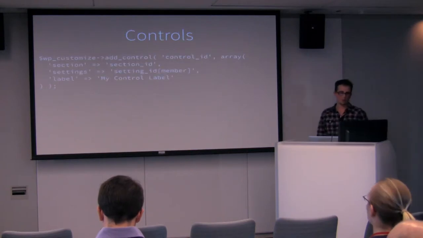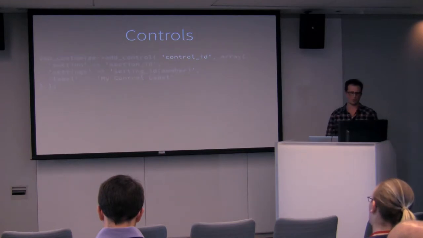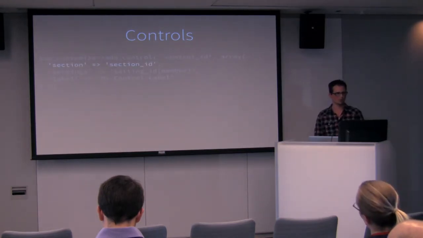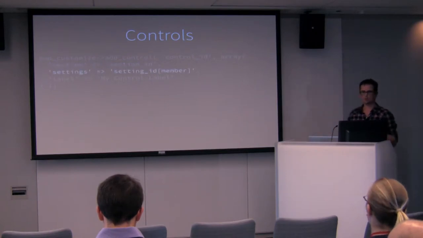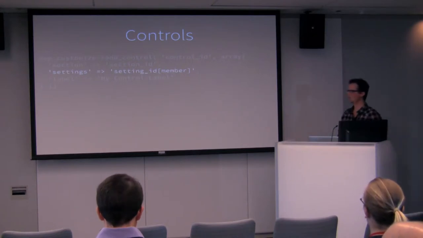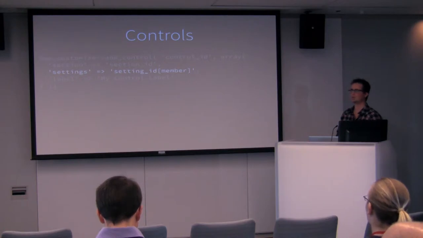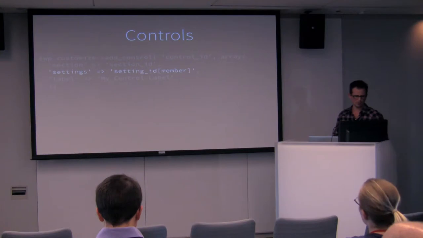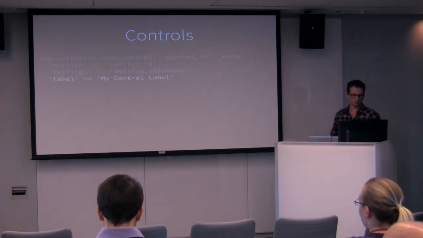So, and then controls, right? Controls, again, as I said, they're like the view, and so we give it an ID, we associate it with a certain section that it's going to be in, we associate it with a particular setting, right? Because it has to pair up that way. Strangely, this value is settings, plural, and I don't even understand why. But that's what you have to do. If you just say setting, it's not going to work. There's probably a reason for it, and I don't know what that is. And you can give it a label.